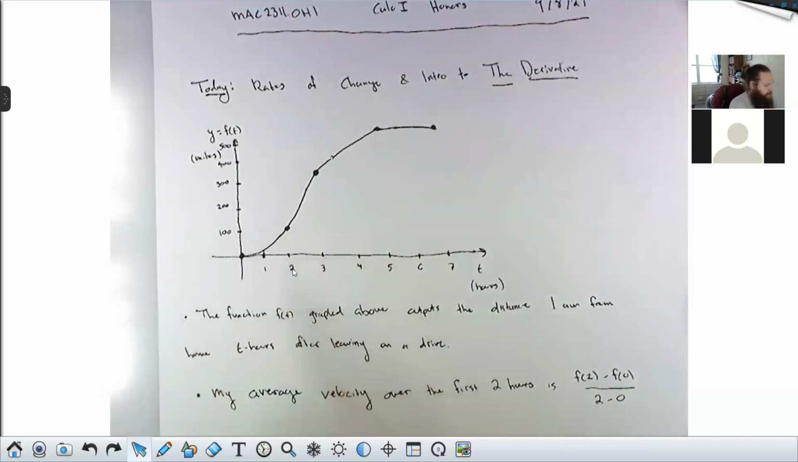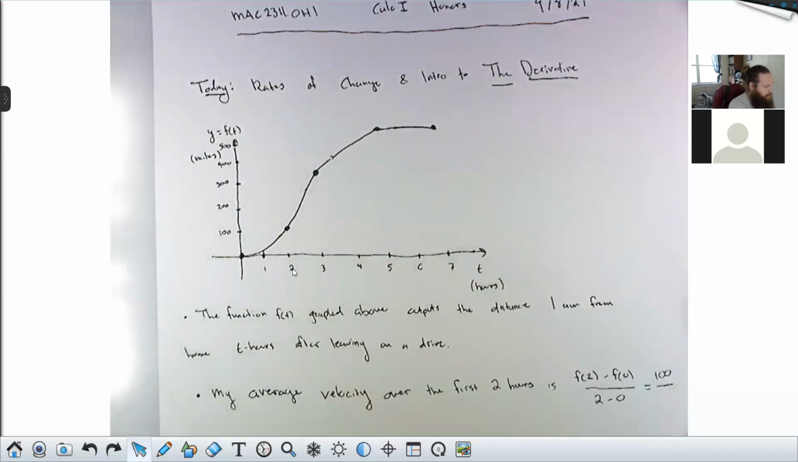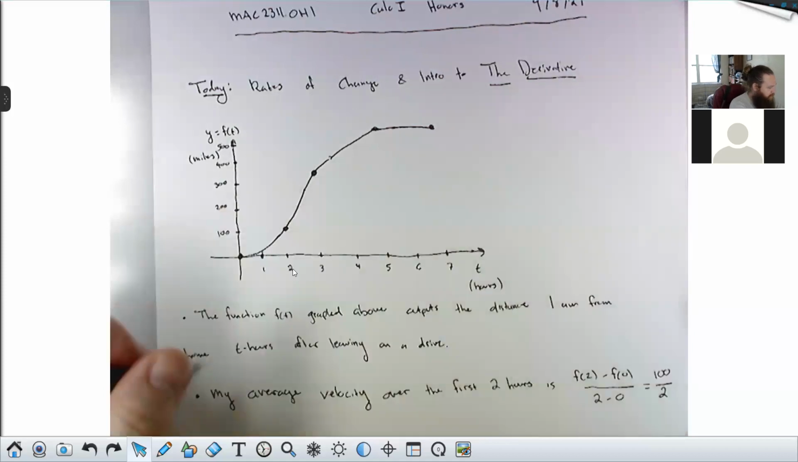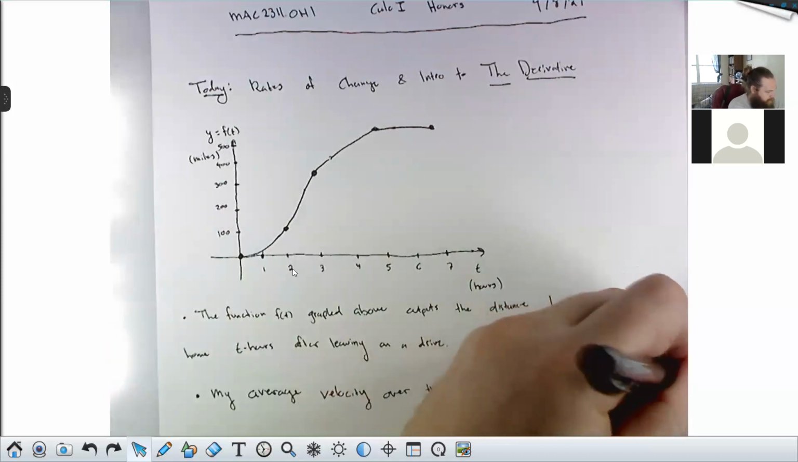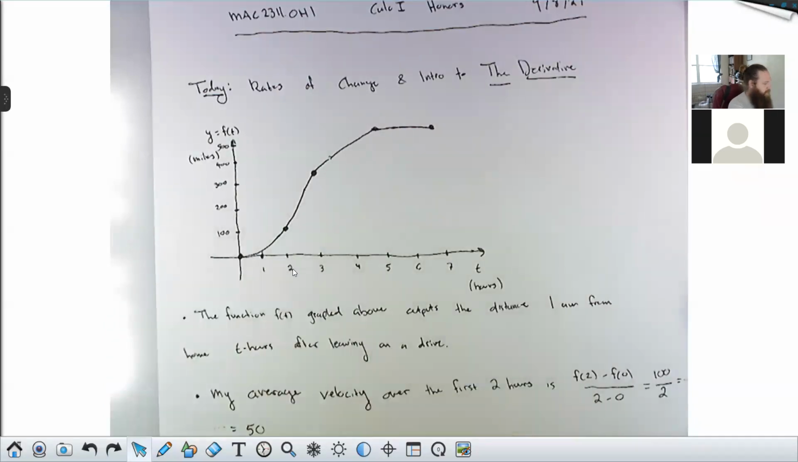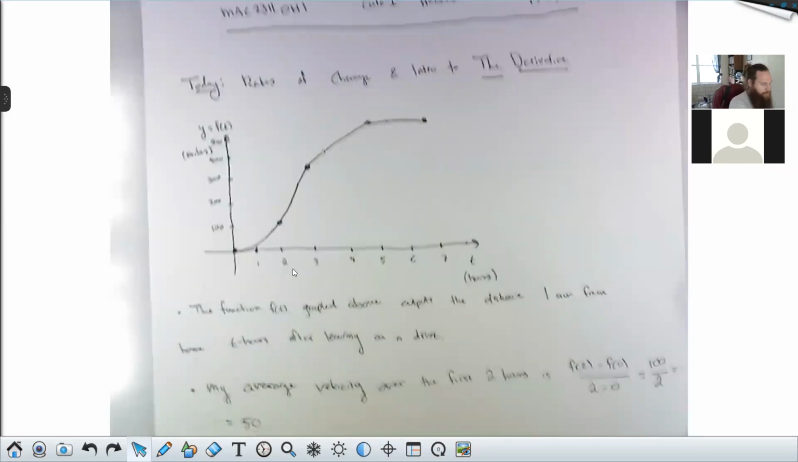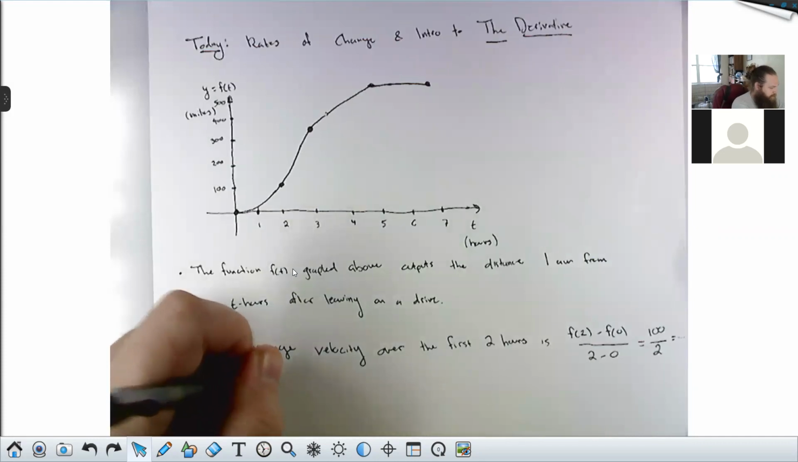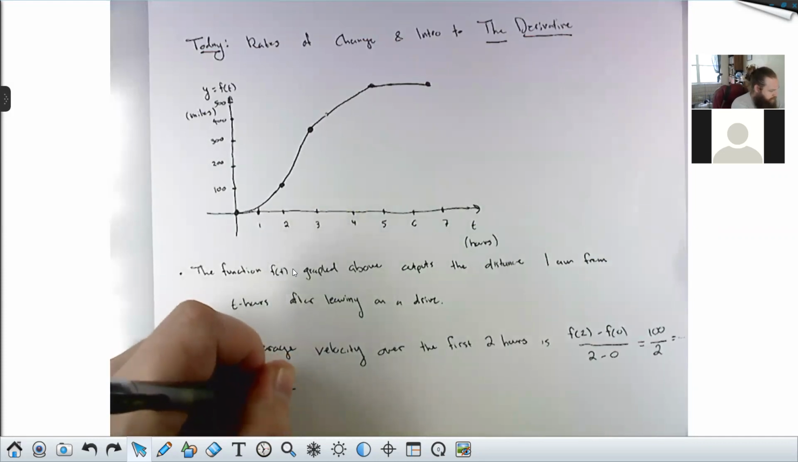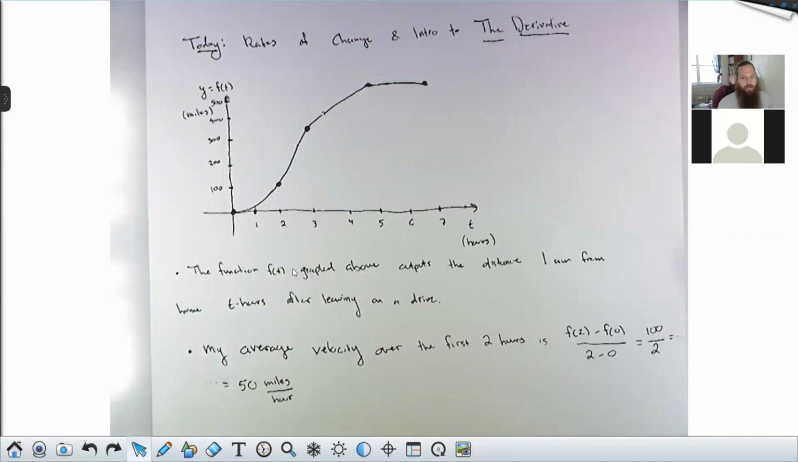So f of 2 is 100. f of 0 is 0. And 2 minus 0 is 2. So this is 50. And the units would be the units of the top divided by the units of the bottom. So that's 50 miles per hour. In other words, over the first 2 hours of this trip, my average speed, if you want to call it that instead of velocity, is 50 miles an hour. That does not mean I was going 50 miles an hour that whole time.